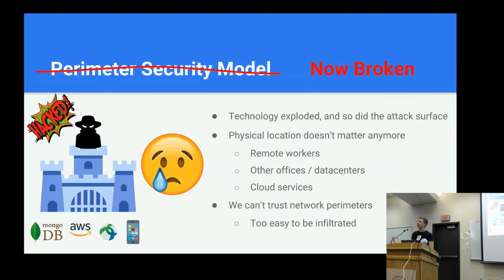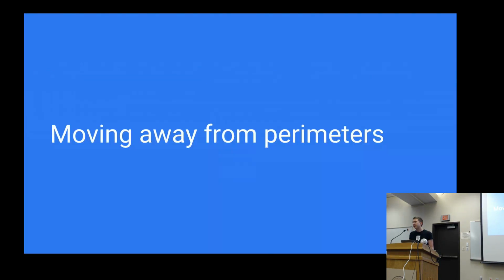Which basically leads to the conclusion. We can't trust network perimeters anymore because we can't rely on them for security. They're too easy to infiltrate, and once someone's inside, usually networks are like Swiss cheese. You just pop something and you're like, wow, this is great, and you pivot around, then all of a sudden you have production database credentials and you're just stealing credit cards and all that stuff. And that's what we're trying to prevent, right? So the whole goal of this talk is to move away from network perimeters as a dependency for security.